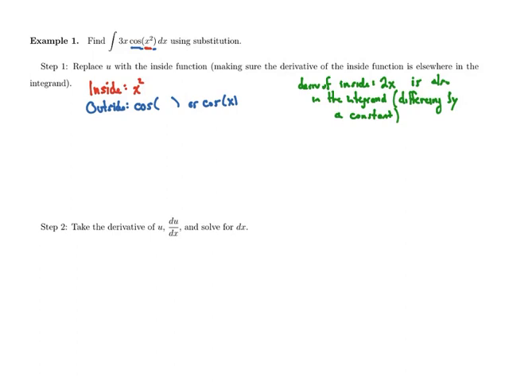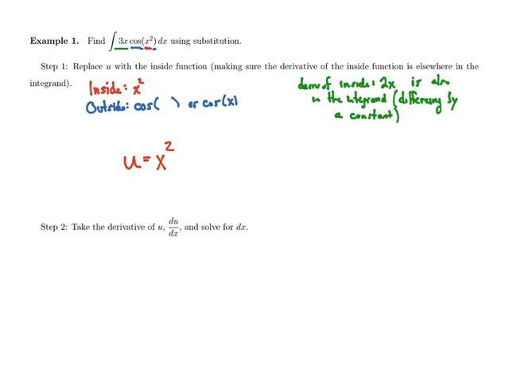So it doesn't have to be exactly 2x, but it's the x that is important there. That's somewhere else in the problem. That 3x there. So our first step really is very simple. It is just saying we're going to let u be our inside function. u is equal to x squared.